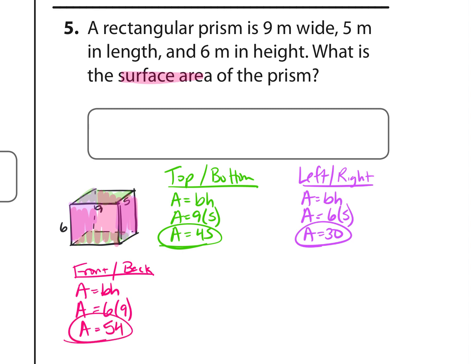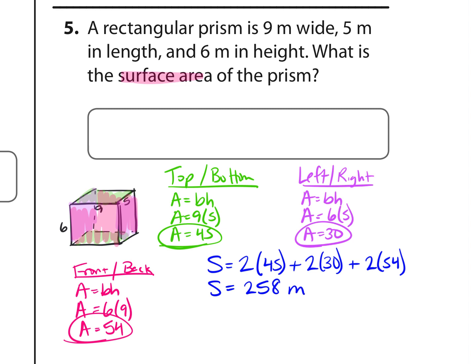So now to get the surface area, that's the total, we're going to take the top and bottom. There were 45 for each, and there were 2 of those. And then the left and right, there were 2 of those that were 30 square units each. And then we have the front and back. There were 2 of those that were 54 square units each. And we just go through and simplify that, and we'll get 258. And this is area, so it's square meters.